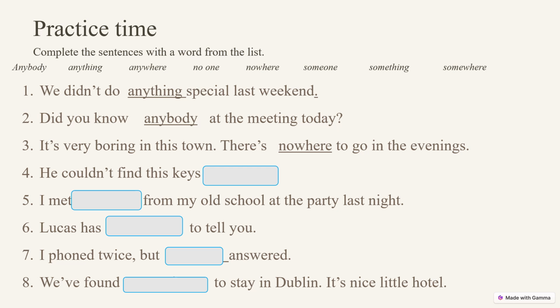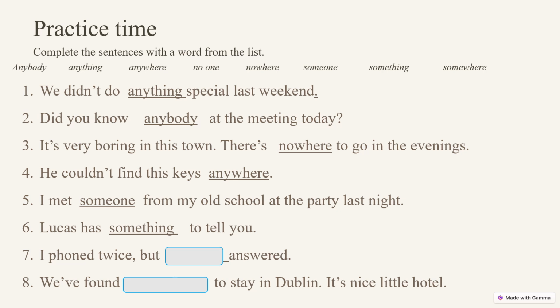4. He couldn't find these keys. He couldn't find these keys anywhere. 5. I met from my old school at the party last night. I met someone from my old school at the party last night. 6. Lucas has to tell you. Lucas has something to tell you.